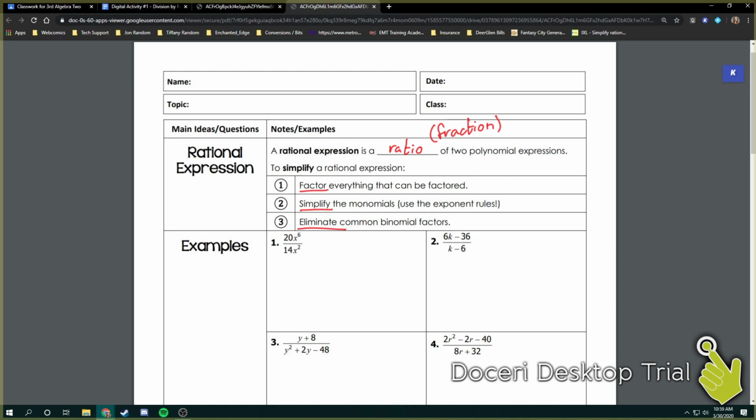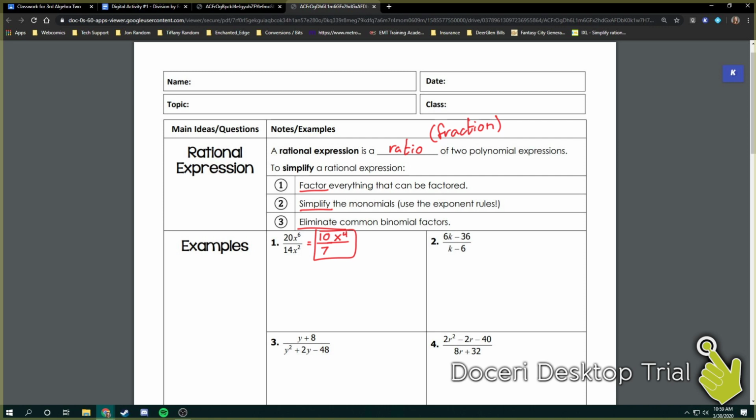So, problem number 1 here. We've got 20x to the 6th power over 14x to the 2nd power. Well, we can't factor either of these two things. They're one term, but we can cancel out from top and bottom just like we would with normal fractions. 20 divided by 14, they both cancel out by a factor of 2, so that would give us 10 over 7. And then we've got 6 powers of x in the numerator and 2 powers of x in the denominator, so that'll leave us with x to the 4th in the numerator.